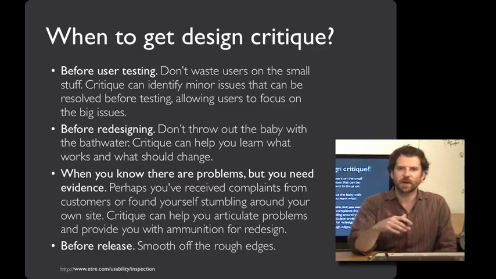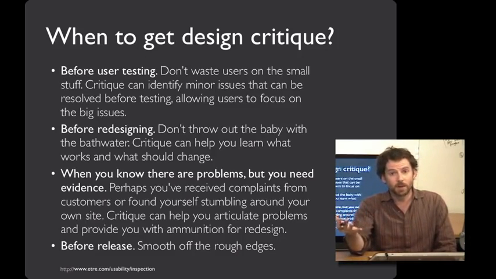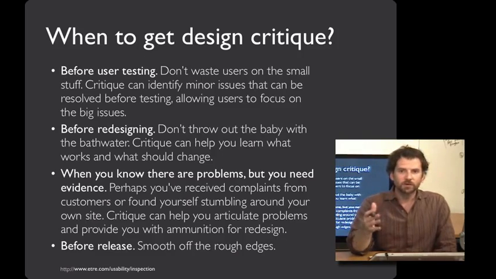The rich qualitative feedback that peer critique provides can also be really valuable before redesigning your application, because it can show you what parts of your app you probably want to keep and what other parts are more problematic and deserve redesign. Third, sometimes you know there are problems and you need data to convince other stakeholders to make the changes. Peer critique can be a great way, especially if it's structured, to get the feedback that you need to make the changes that you know need to happen. And lastly, this kind of structured peer critique can be really valuable before releasing software, because it helps you do a final sanding of the entire design and smooth out any rough edges.